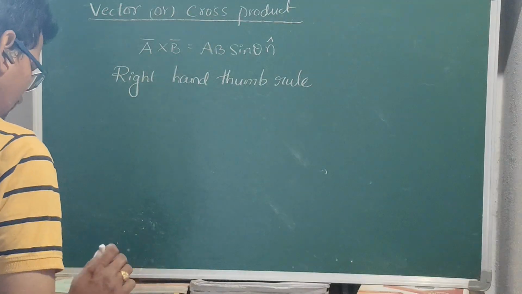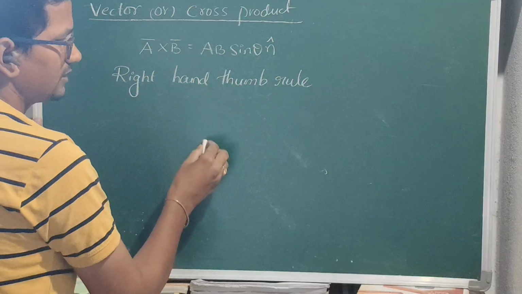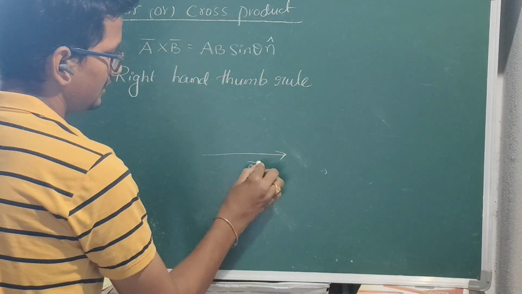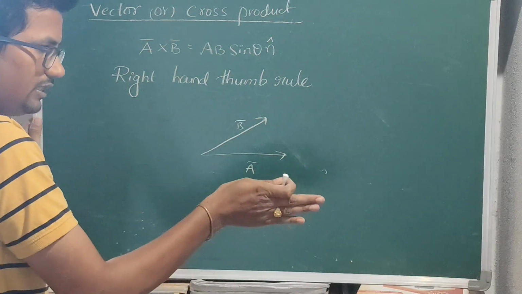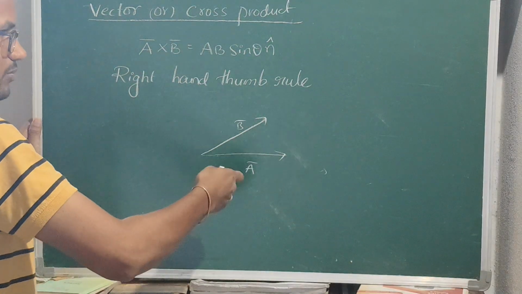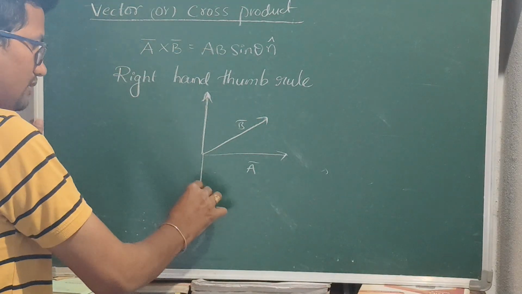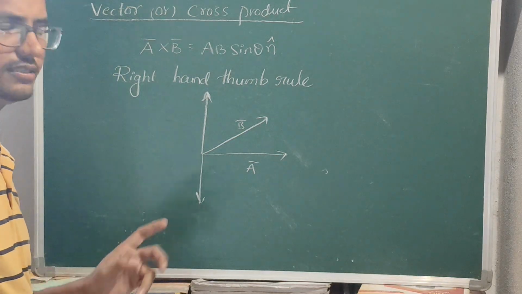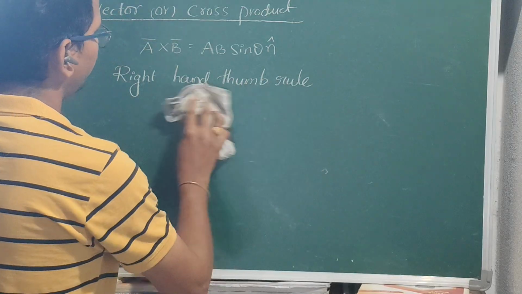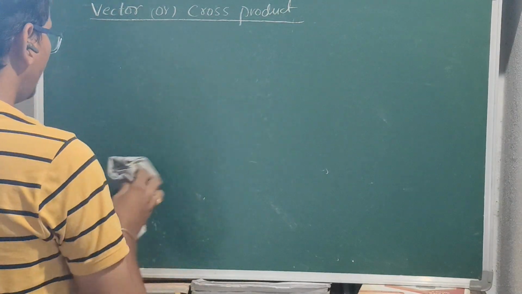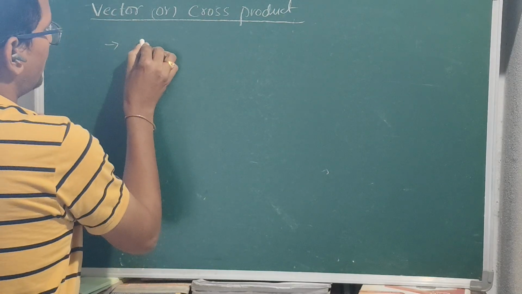Now some properties. What is the first property? Did you understand this one? For example, A bar vector and B bar vector. A bar cross B bar acts as the upward direction, and B bar cross A bar gives the downward direction. That shows the right hand thumb rule, showing the direction of the vectors. We'll discuss the properties now. The first property is commutative.